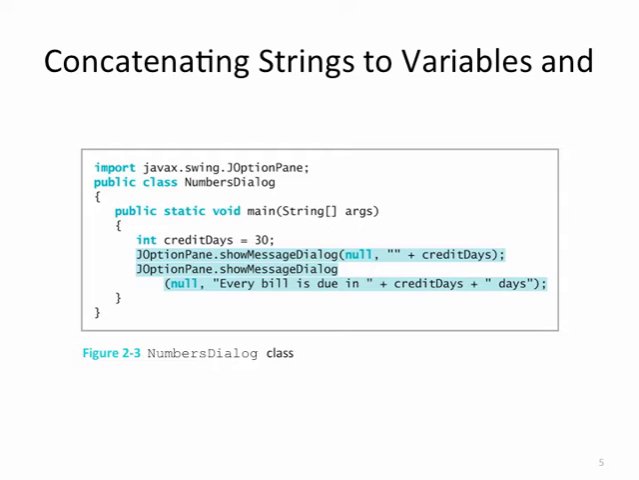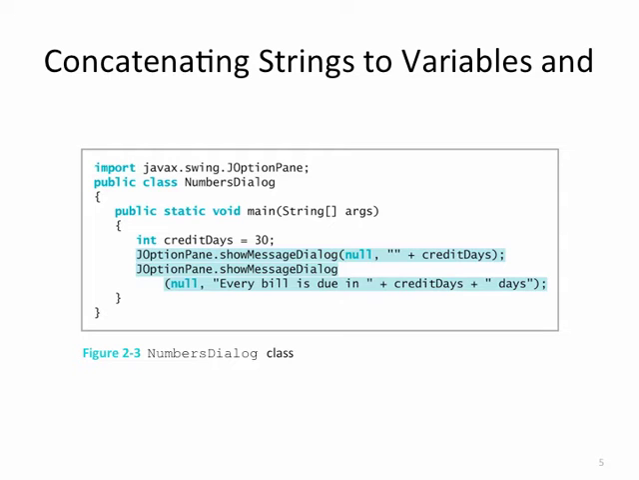int creditDays = 30. We've declared an integer variable, called it creditDays, and stored the initial value 30 inside creditDays. Then we have JOptionPane.showMessageDialog(null, comma. Remember, when we're using showMessageDialog, null comma is always the very first thing we have to encounter inside those parentheses. And then we are concatenating together the empty string with the variable creditDays.